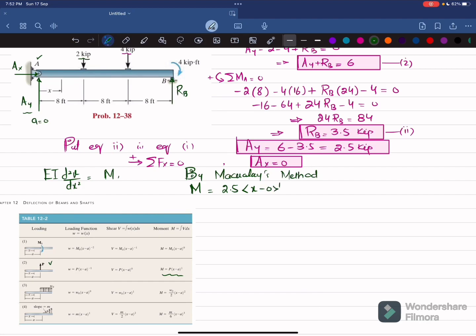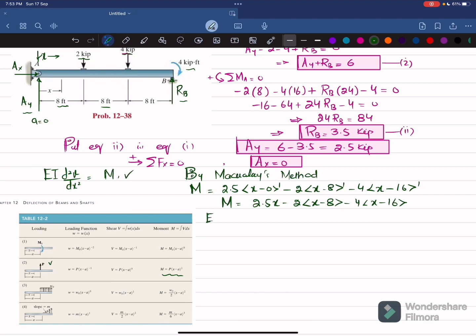The second load is this, and this load is downward, so this equation will be minus. So minus 2 into X minus, now A is 8, because X starts from here. Clear? So X minus 8 power 1. The third load is minus 4 into X minus, now the total is 16, so X minus 16 power 1, and we will neglect the terms on the right side. So this is the moment equation. So I will write this moment equation, M will be equal to 2.5 times X minus 2 into X minus 8 minus 4 into X minus 16. Okay, so you can just put it in this formula.